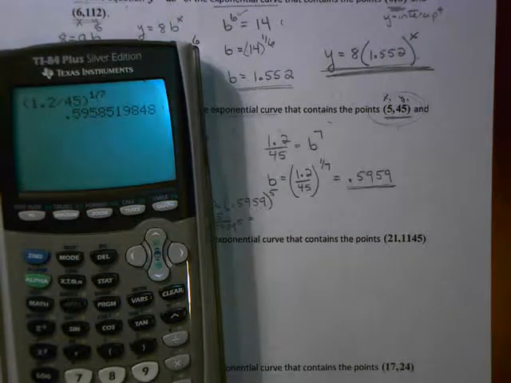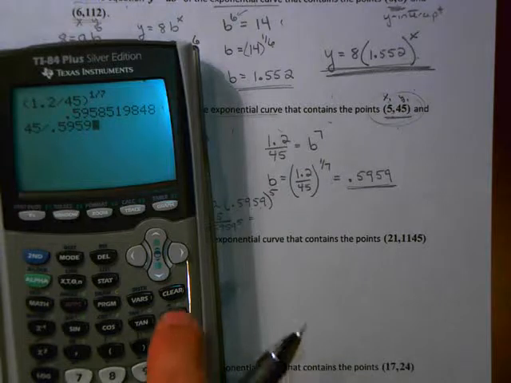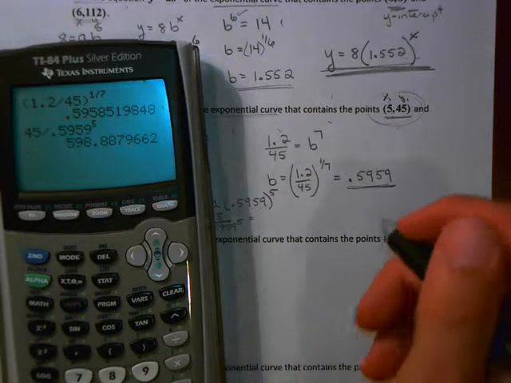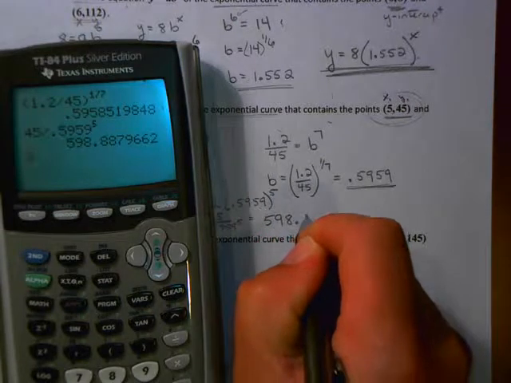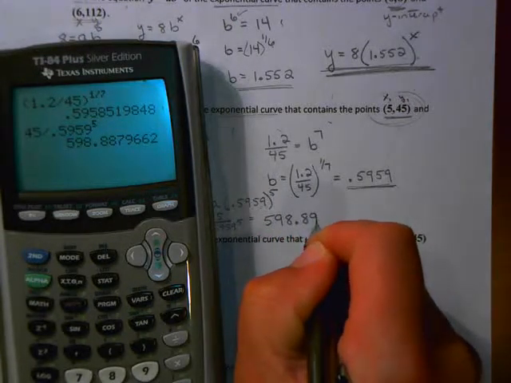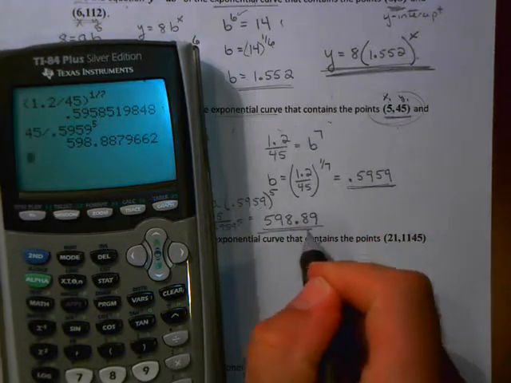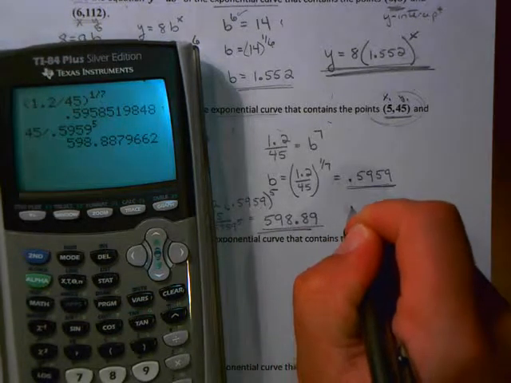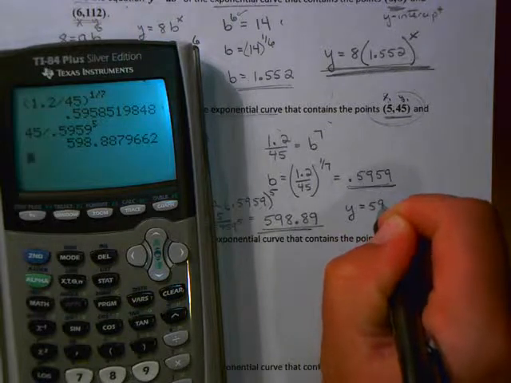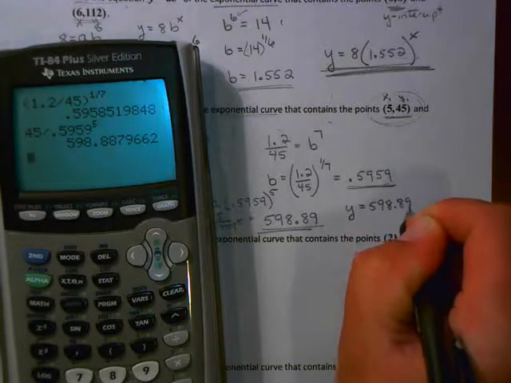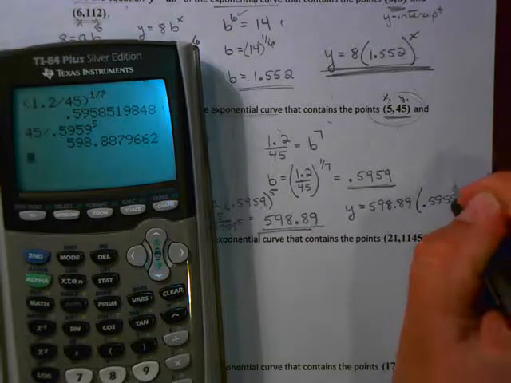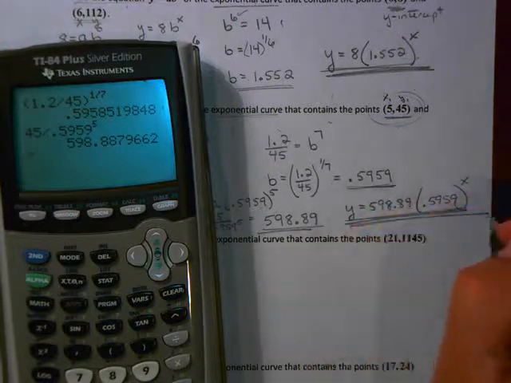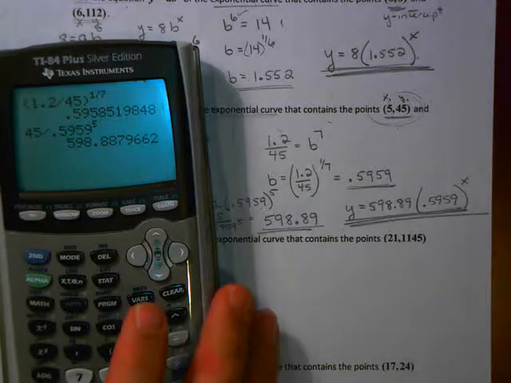And as we do that, 45 divided by 0.5959 to the 5th, we get 598.89. So when I put these together, y equals 598.89 times 0.5959 to the x. And that's our exponential curve.